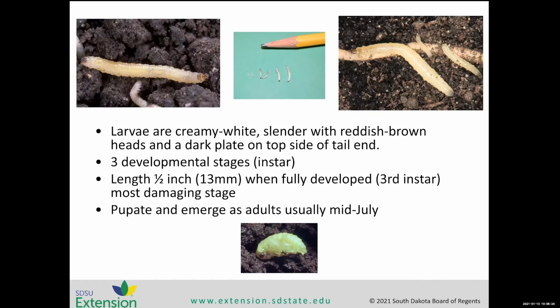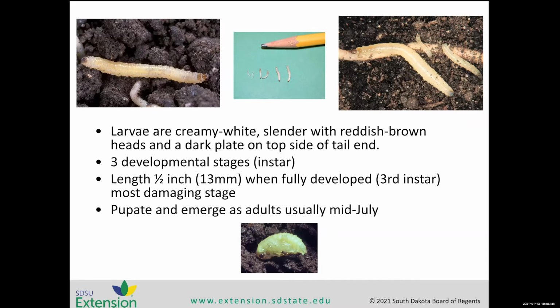The larvae, for identification, are creamy white, slender with reddish brown heads and a dark plate on the top side of the tail end. So each end, here's that dark plate in that left picture. On the left side, that's the dark plate. On the right side is the head plate. There's 3 development stages, or instars. That's the growth of your larva.